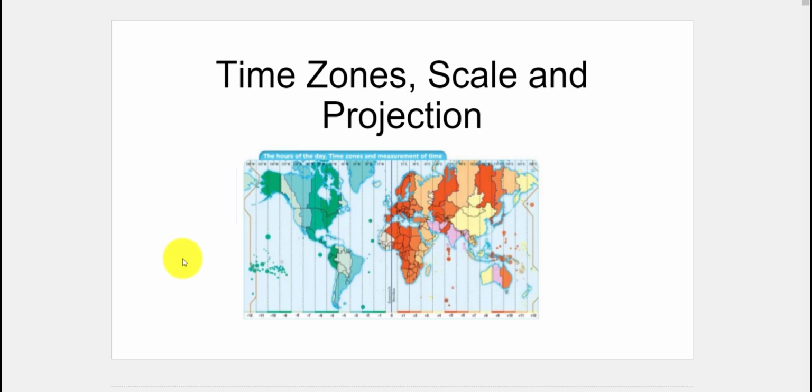The reason for that is that the other lines of the time zones are based on lines of longitude, but the international date line, which is actually at 180 degrees, is based on political decisions. And so there are some countries that want to be on one side of the international date line and some countries that want to be on the other, and that is because of time zones.